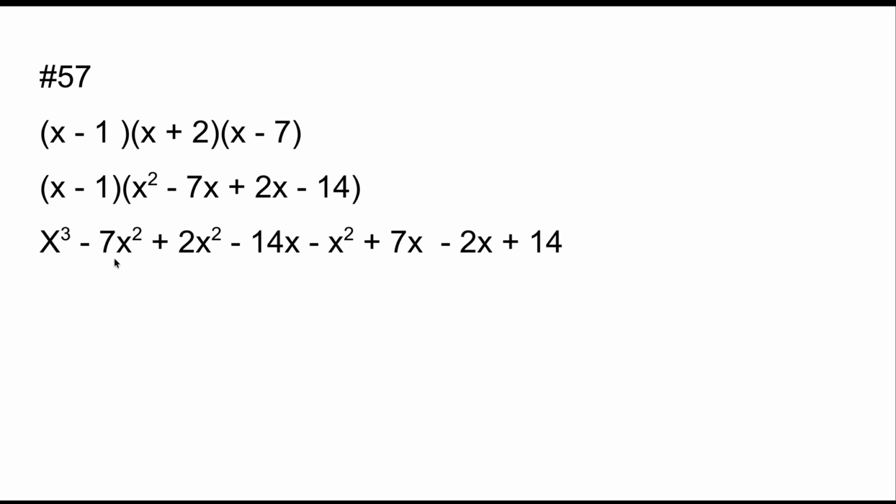We have negative 7 plus 2, which is negative 5, plus another negative 1, negative 6. Our x's, we have negative 14x and a positive 7x, which gives us negative 7x, and another negative 2, so it gives us negative 9x. Your final answer should be x cubed minus 6x squared minus 9x plus 14.